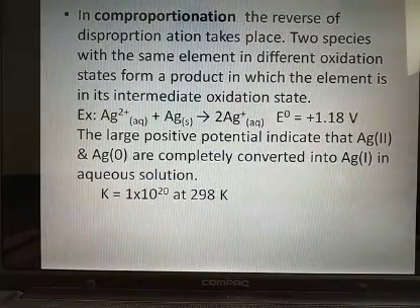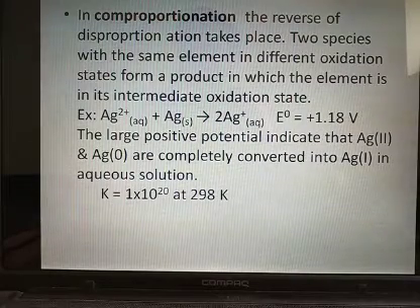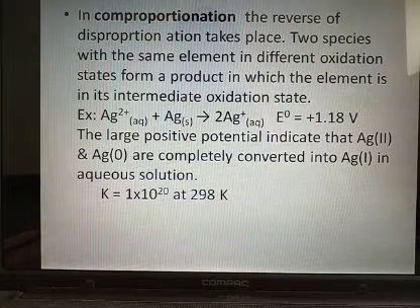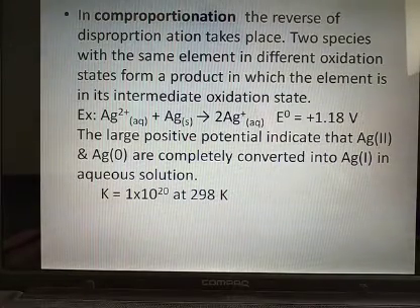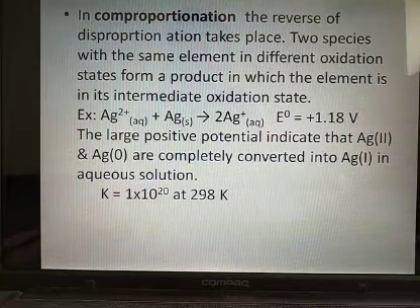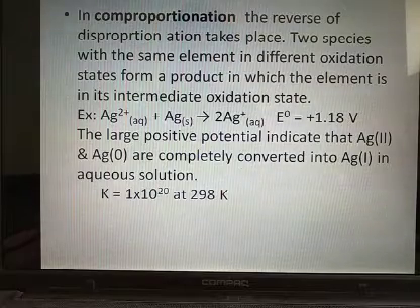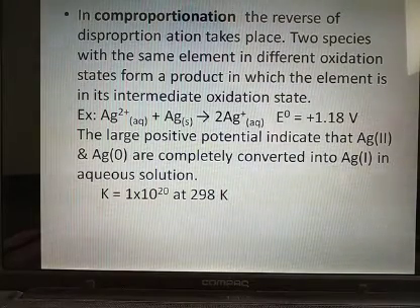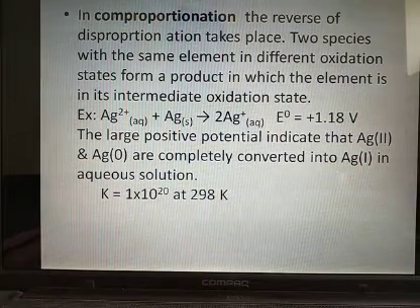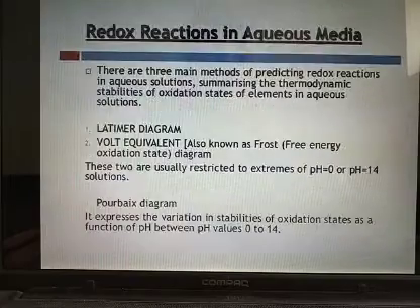Comproportionation is the reverse of disproportionation. Two species of the same element in different oxidation states form a product in which the element is in an intermediate oxidation state. For example, silver 2 plus shows positive 1.18 volts. The larger positive potential indicates that silver 2 plus and silver are completely converted into the plus 1 oxidation state in aqueous solution at 298 Kelvin.